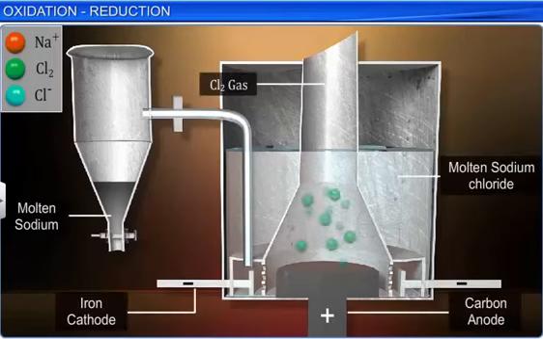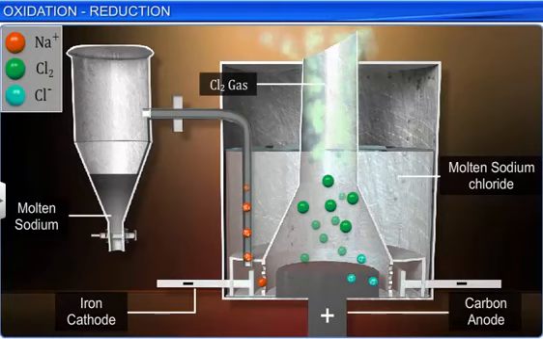The electrolysis of molten sodium chloride also produces chlorine gas at the anode, and sodium metal is deposited at the cathode.